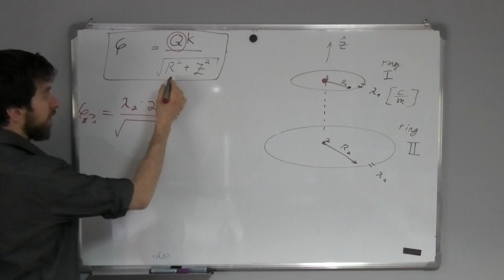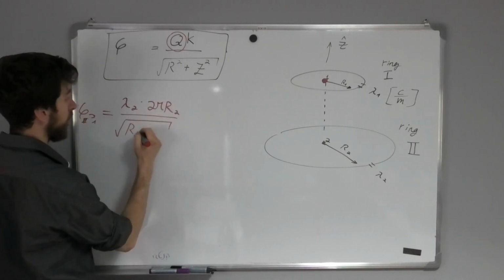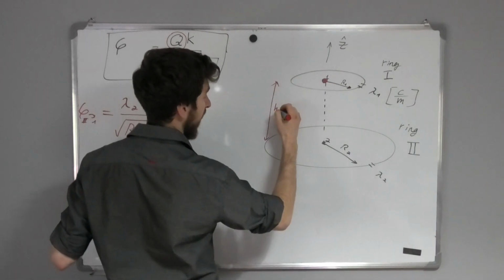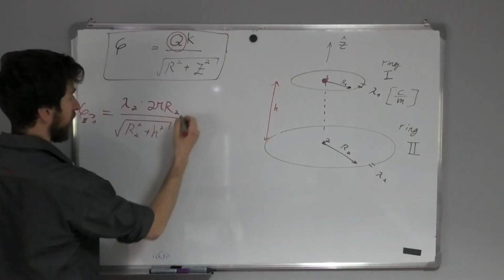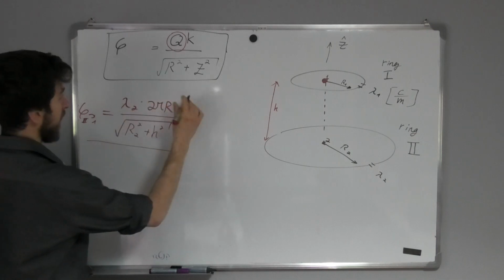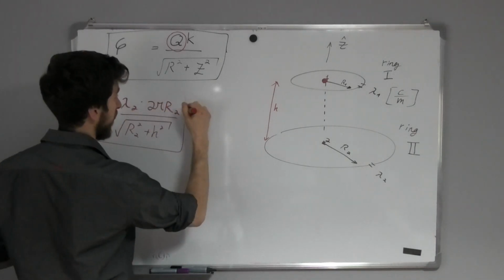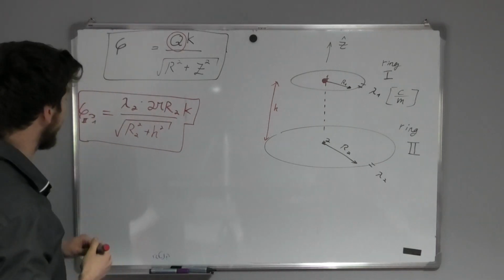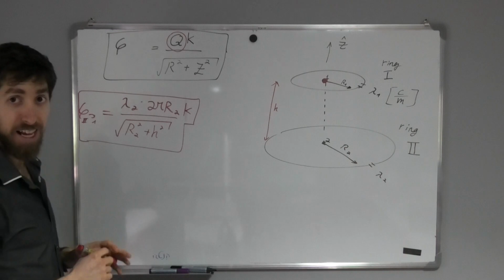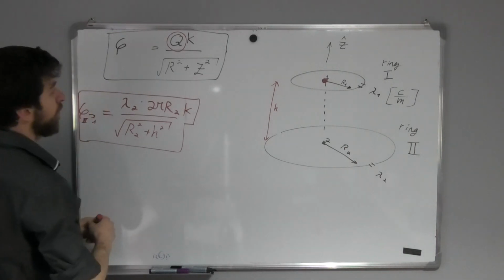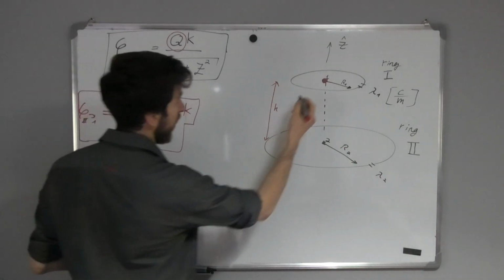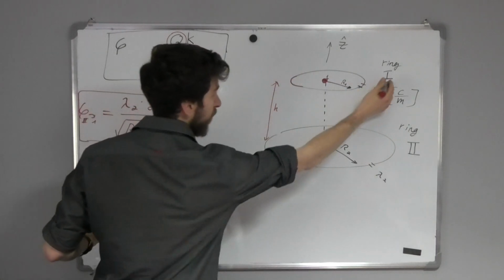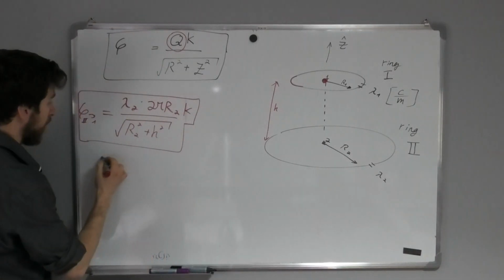Okay, perfect. And what is the radius? The radius is r2 squared plus, let's call this height, which is given, h. So this is h squared. And I forgot here to put k. Yeah, k. So that's it. We found phi 2 at 1. And the next question I want to ask you, what is actually the potential at 1 due to this ring, the first one?